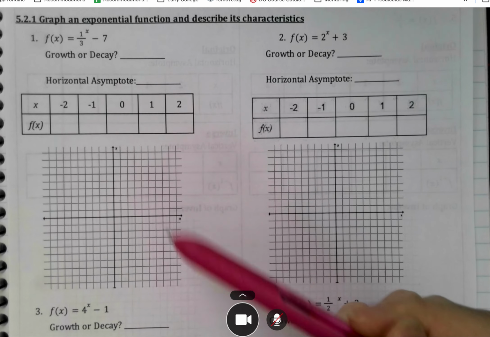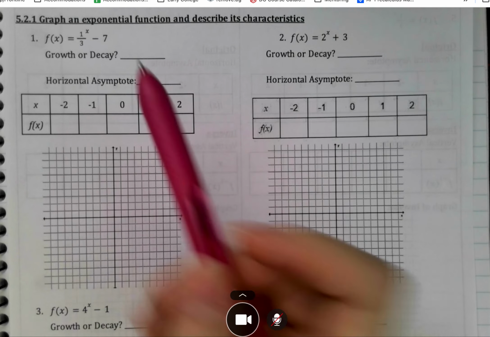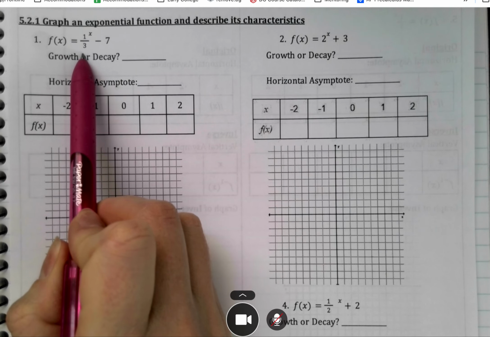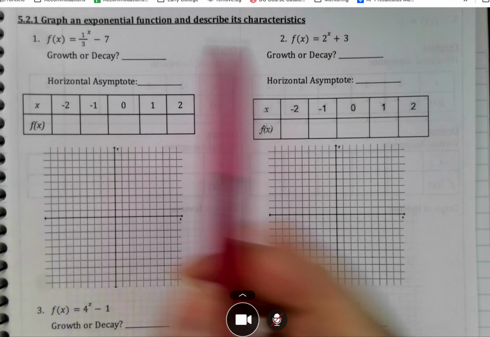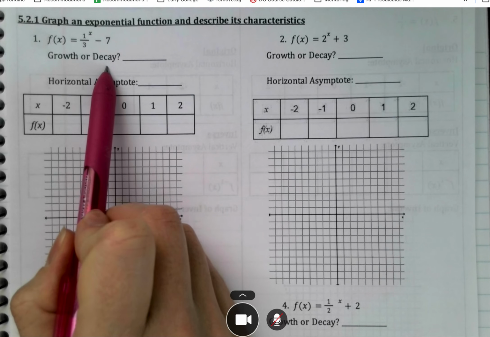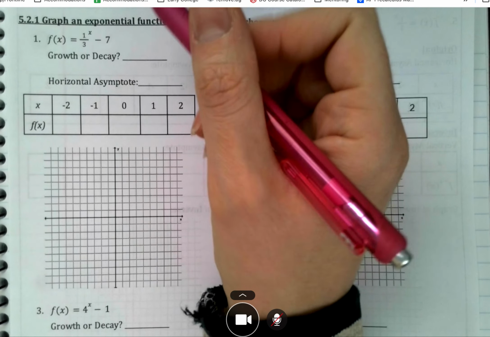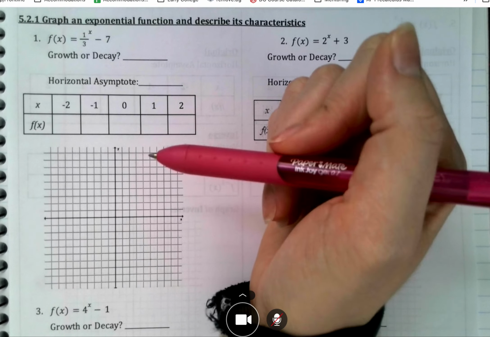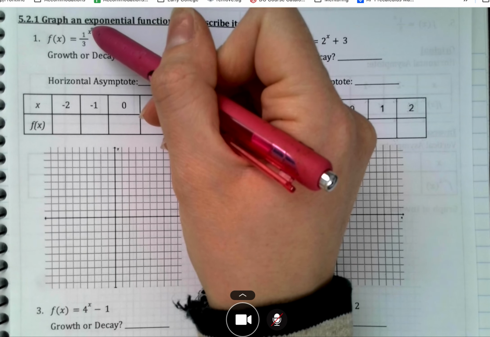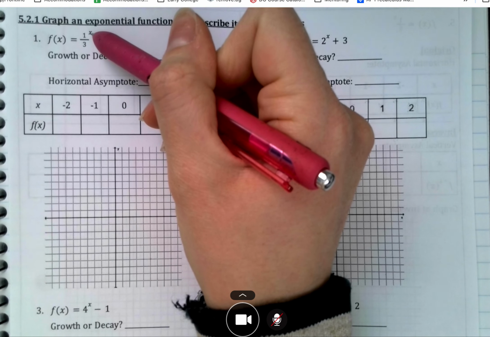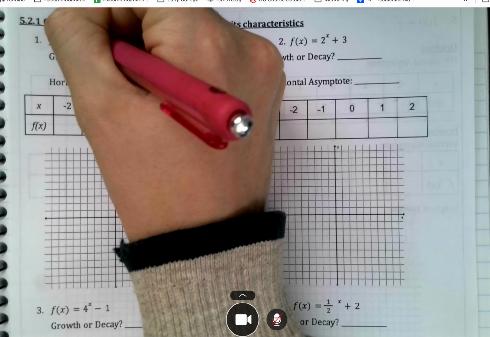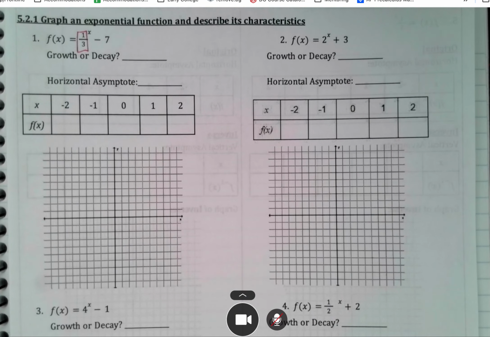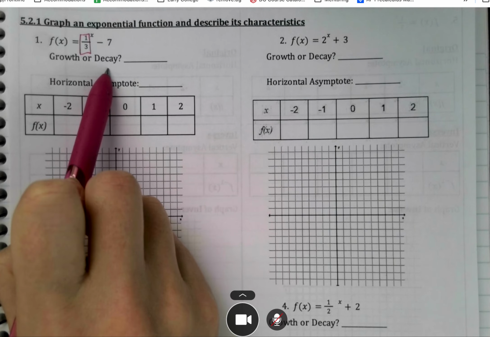So I'm going to go through one on the front, and we have f of x equals 1/3 to the power of x minus 7. So when it's asking for growth or decay, we are looking at the base that has the exponent on it. So our variable is this exponent, and it is connected to this 1/3. That will tell us if we are growing or decaying.